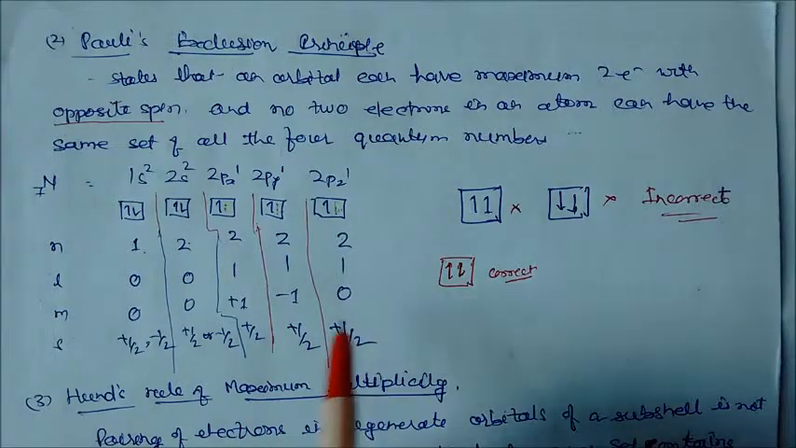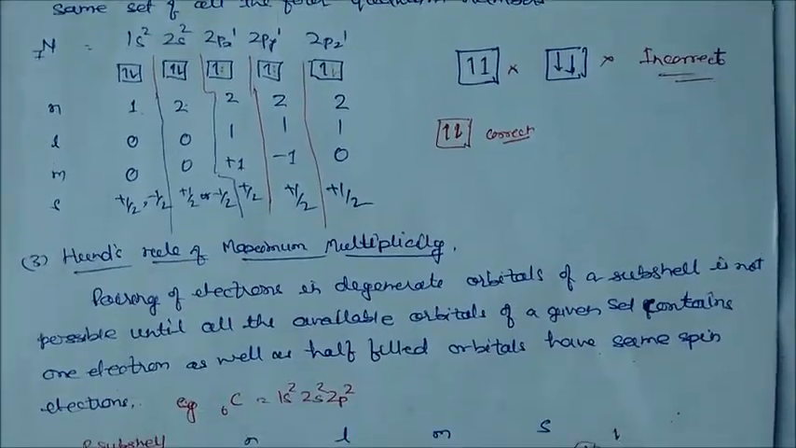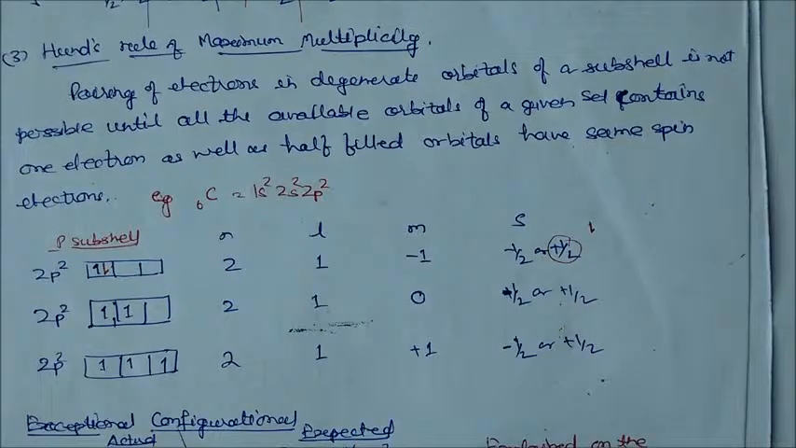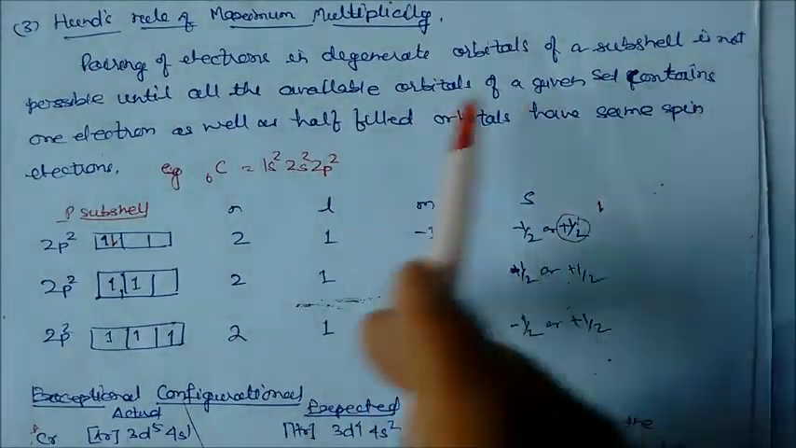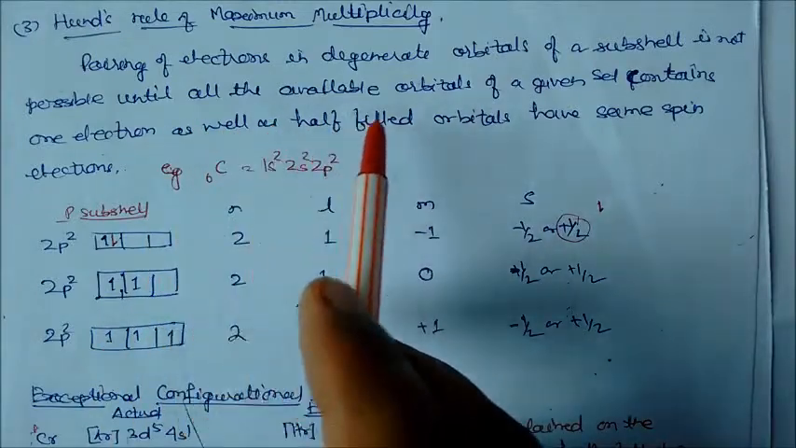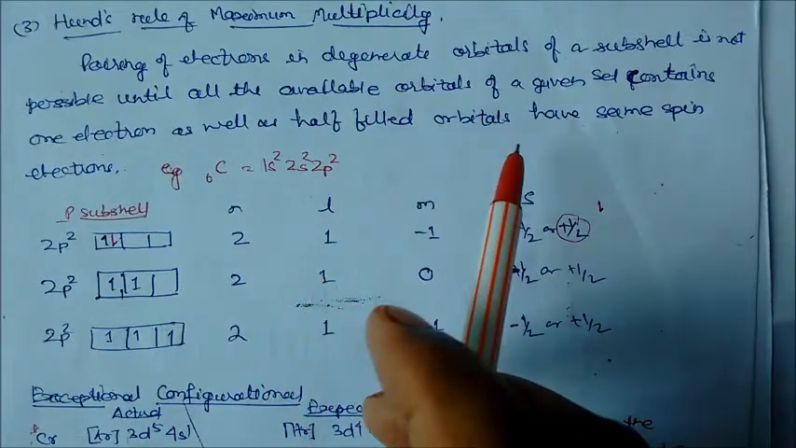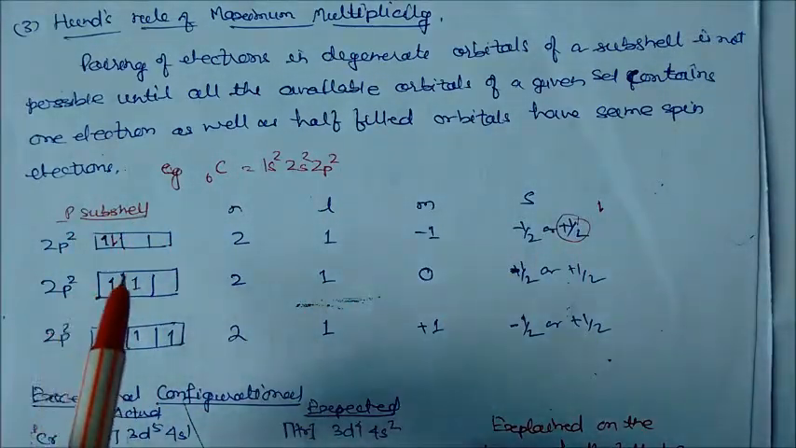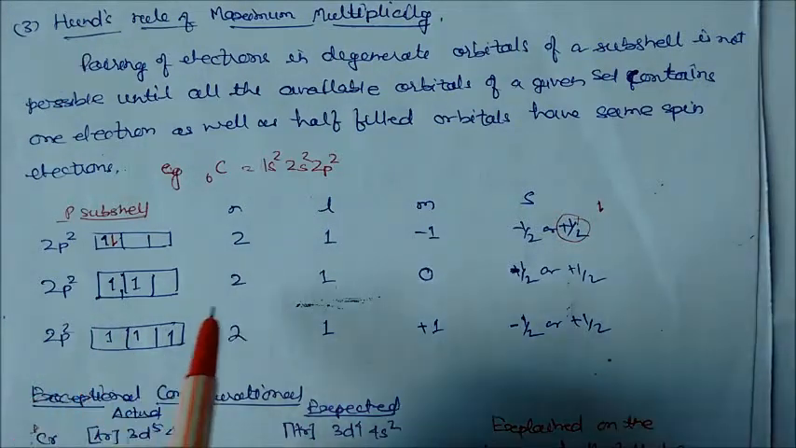Next is Hund's rule. What is Hund's rule of maximum multiplicity? It says that pairing of electrons in degenerate orbitals of a subshell is not possible until all the available orbitals of a given set contain one electron, and the half-filled orbitals have same-spin electrons. What is the meaning? Pairing will not take place. Why? Unless all the orbitals of the subshell are singly occupied.